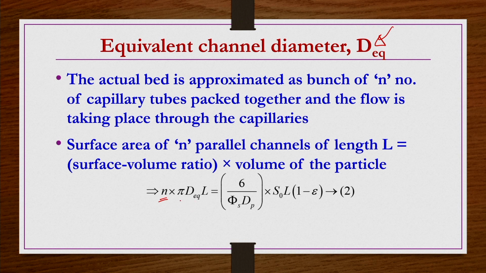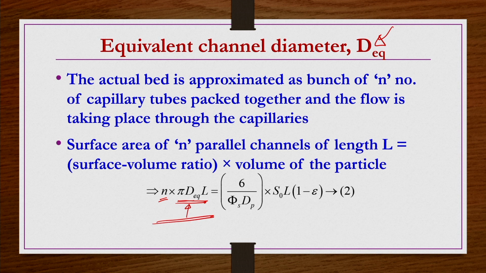So, that means if you have n number of channels or capillaries, the surface area of each capillary is pi d equivalent L, because they are cylindrical capillaries. Each of them has surface area pi d equivalent multiplied by L, right, and that should be multiplied by n because n number of capillaries are there. So, this is going to be the total surface area of n capillaries of length L. Now, this left hand side is about the capillaries, which is equivalent to our packed bed.